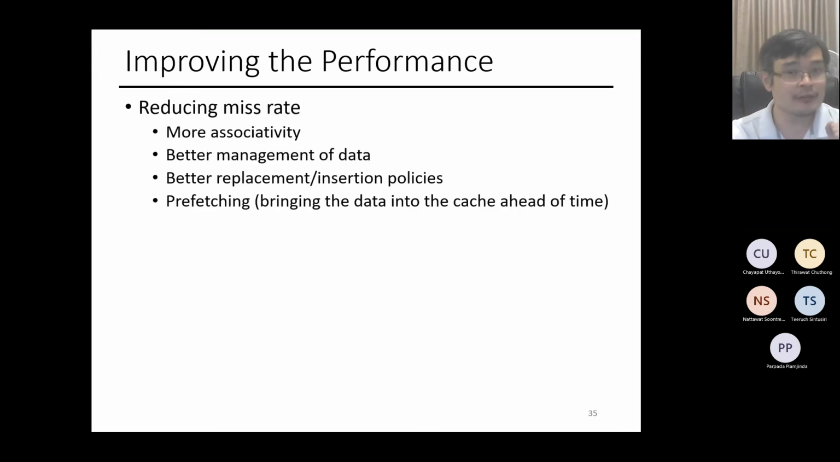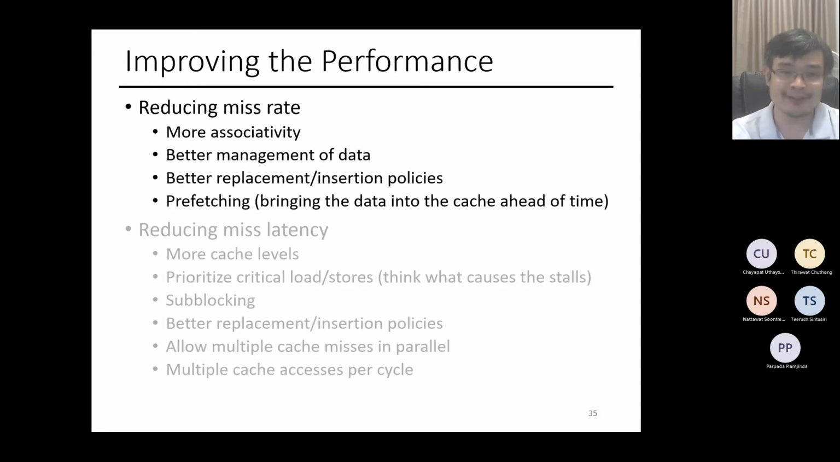You can try to reduce the miss rate: more cache associativity, better management of the data in the cache, change the replacement and insertion policy. You can prefetch data into the cache. Some of the review papers that we asked you to review talk about caching policy, so feel free to check them out and do the review on those policies.